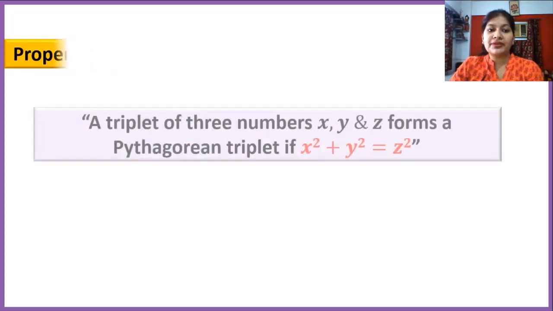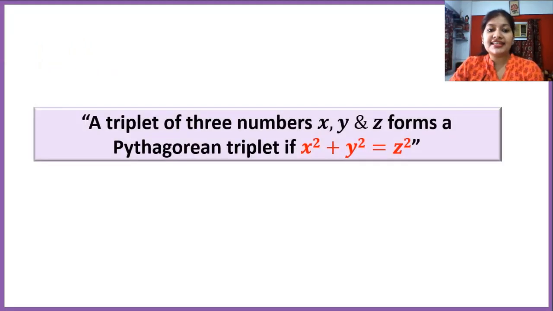So move to property 8. It states that a triplet of three numbers x, y and z forms a Pythagorean triplet if the three given numbers follow this relation.